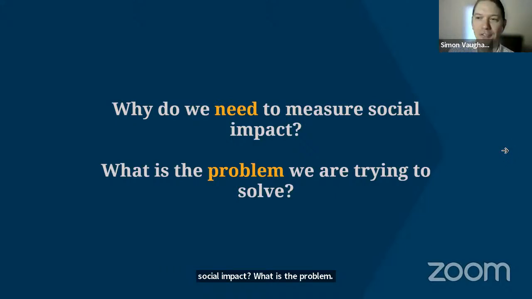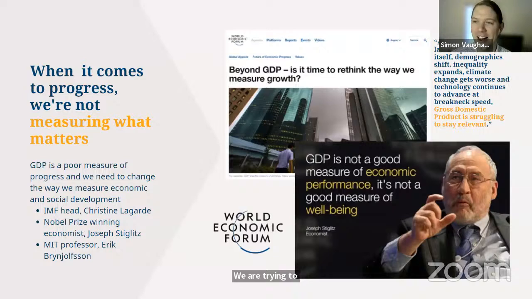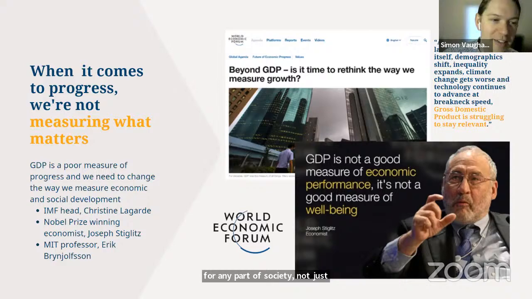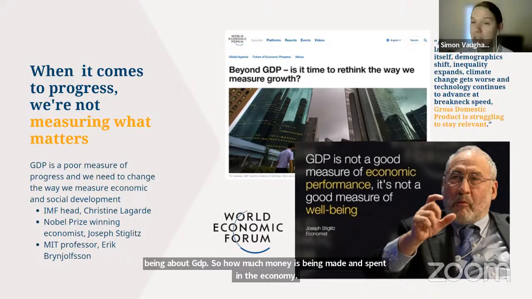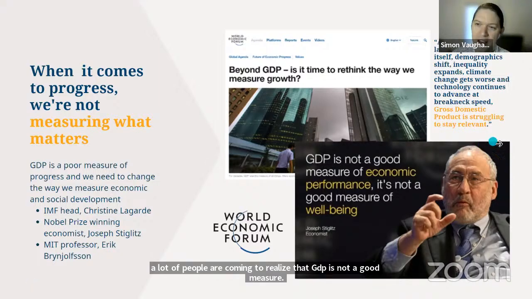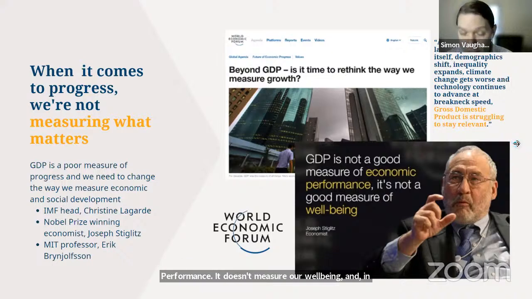And Georgia gave a wonderful introduction to that at the start there. Essentially, when it comes to progress, we're not measuring what matters. For the longest time across the world, the only measure of success that we've set for ourselves for any part of society, not just businesses but governments too, is GDP. So how much money is being made and spent in the economy. But a lot of people are coming to realize that GDP is not a good measure of performance. It doesn't measure our well-being. And in fact, gross domestic product is struggling to stay relevant as the world continues on.